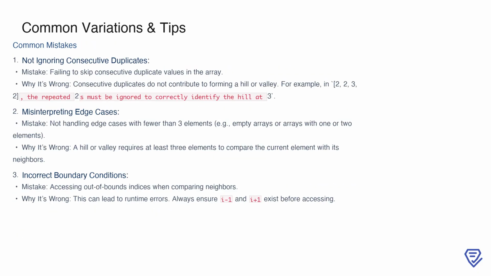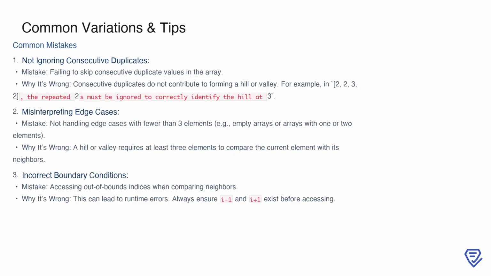When solving this problem, there are a few common mistakes to watch out for. First, not ignoring consecutive duplicates in the array can lead to incorrect results. Consecutive duplicates, like the repeated 2s in 2, 2, 3, 2, don't contribute to hills or valleys. Skipping them ensures that only the unique pattern of neighbors is considered. Next, misinterpreting edge cases is another frequent issue. For example, arrays with fewer than 3 elements, such as an empty array or 1, 2, cannot have a hill or valley because there aren't enough elements to compare.